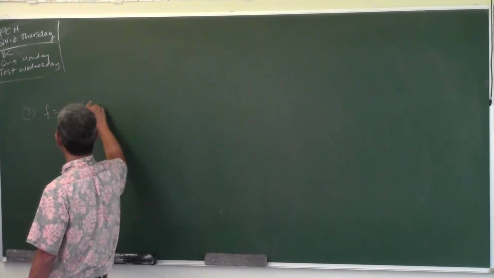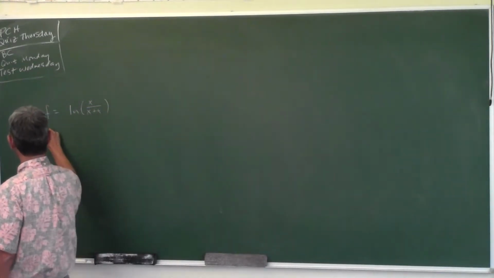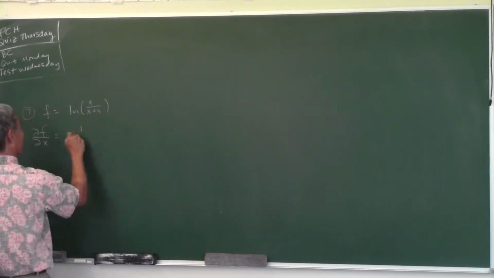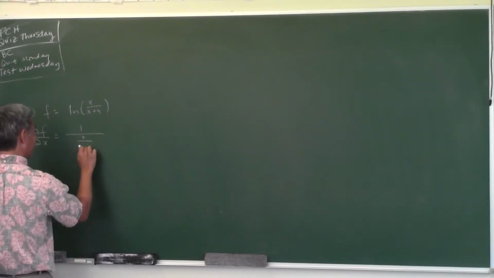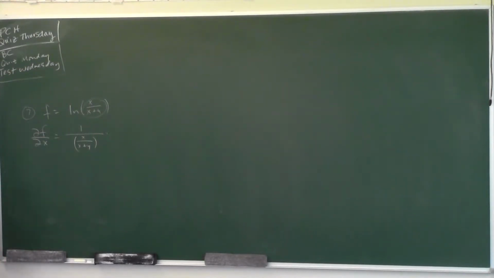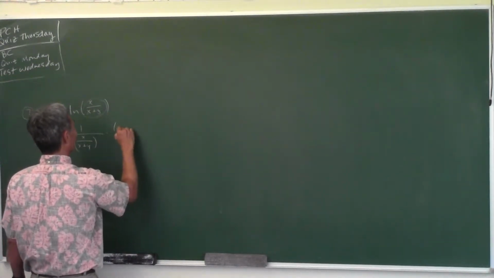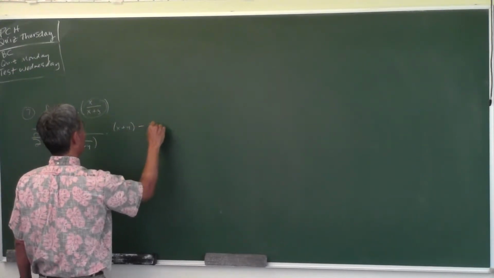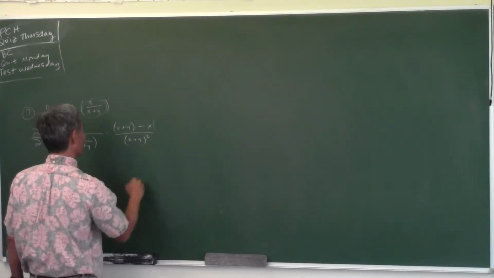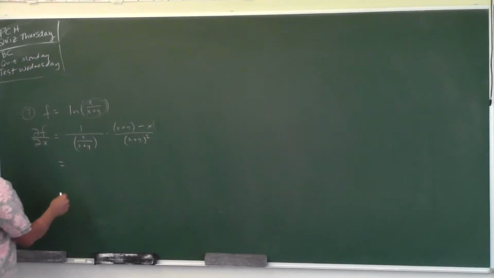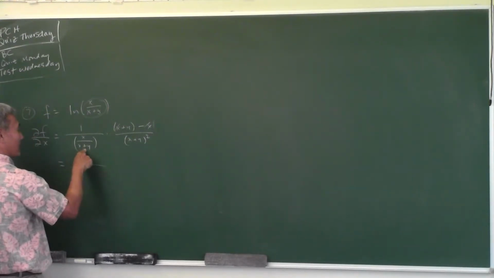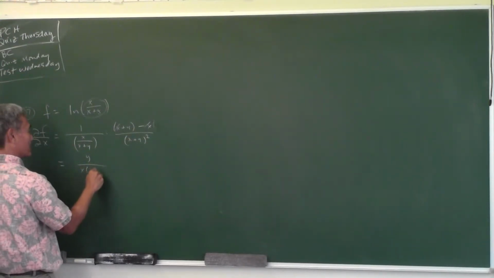So, natural log of x over x plus y. First we find the partial with respect to x. That would be 1 over the box times the derivative of the box. But since it's a quotient, you have to use the quotient rule: low d high minus high d low, all over the denominator squared. The x's cancel out, so you get y over, and when you multiply this times this, the x plus y cancels out, so you're going to get x times (x plus y).